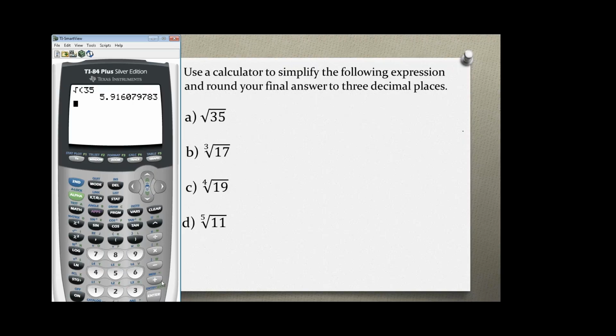So we get 5.916 and so forth. Rounding to 3 decimal places, you look at the 4th decimal place, and that is a 0, so everything below 5 keeps the 3rd decimal place the same, and 6 stays the same, so our answer is 5.916.